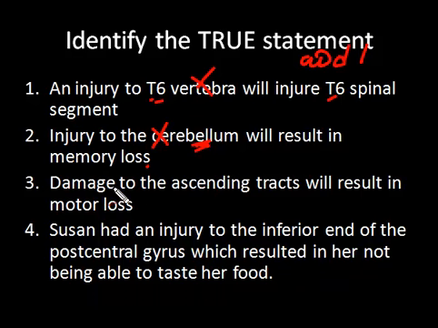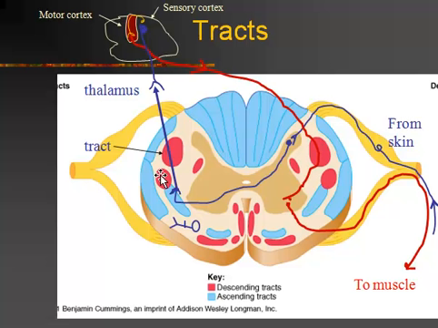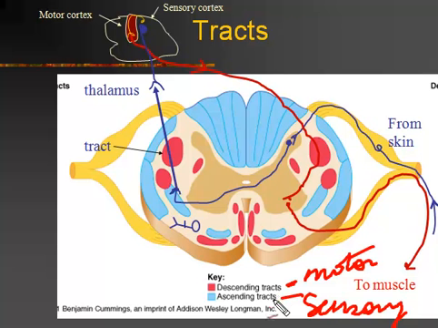The third statement, which is damage to the ascending tracts will result in motor loss. Now, this again is not true. And I want to show you here the spinal cord. If you look at this, ascending tracts are also known as sensory tracts. Descending tracts are also known as motor tracts. They're called ascending because they travel up.